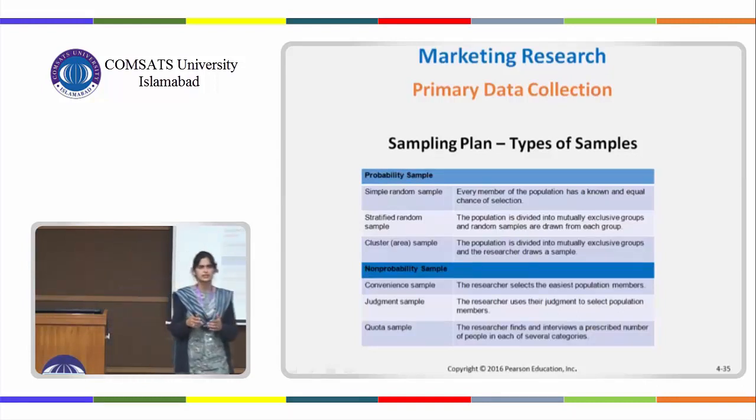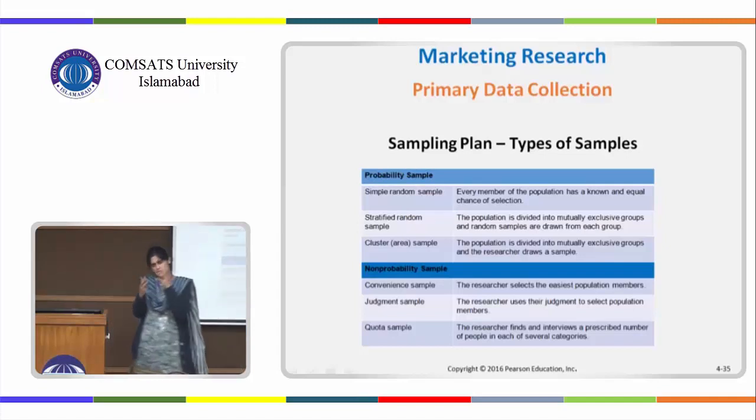Non-probability sampling, on the other hand, is not that scientific. It's scientific, but it's an easier way of choosing a sample. In that, you have convenience sampling. Anybody who is convenient for you to reach, you get the data from that person. On the other hand, there's judgment sampling. I feel that this student is really good, so let's get data from him. Based on my judgment, I have collected the data.